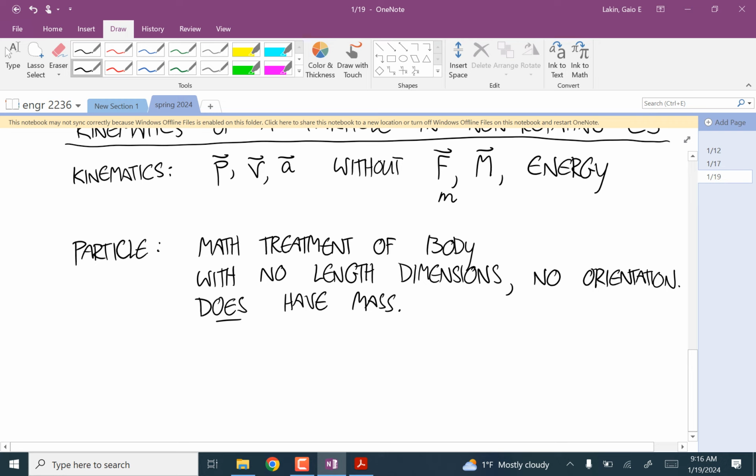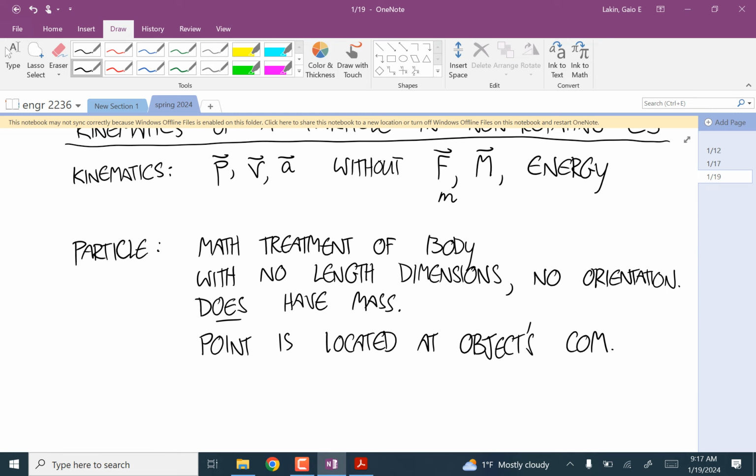We're going to always assume that, so if the location of a particle is just a point in space, that point is always going to be at the object's center of mass. So the point is located at the object's center of mass. We'll see later on why the center of mass is so important. There's just a lot of important stuff about the body's center of mass that we're going to use all the time.